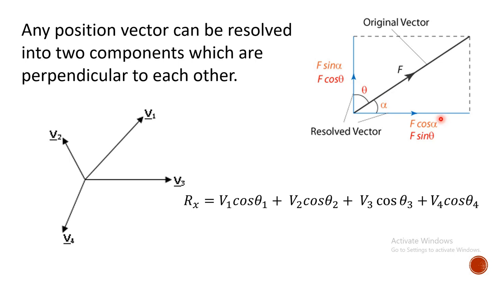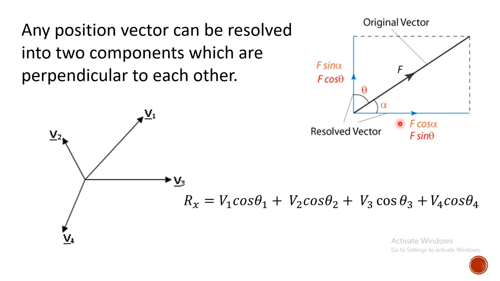So if we are talking about the angle, if theta is the angle F makes with the vertical, then the vertical component is F cos theta. But in terms of alpha, which is the angle F makes with the horizontal, it is F sine alpha. The same applies to the horizontal component. So it depends on where the angle given is. That will determine the formula to apply.